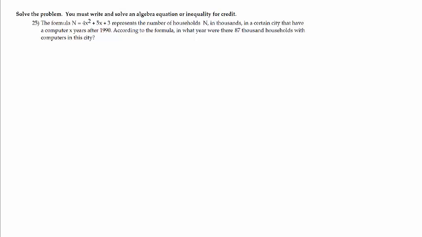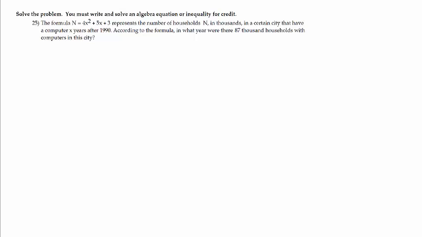So the formula n equals 4x squared plus 5x plus 3 represents the number of households, n in thousands, in a certain city that have a computer x years after 1990. According to the formula, in what year were there 87,000 households with computers in this city?